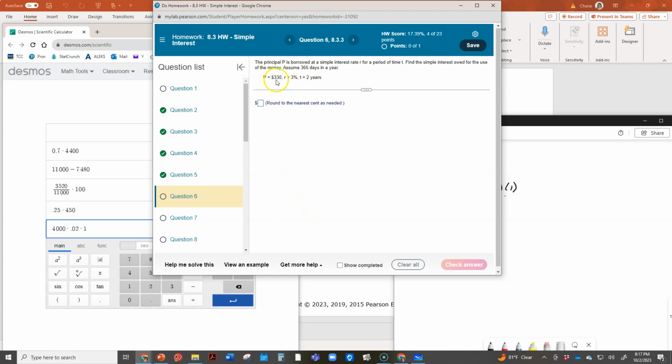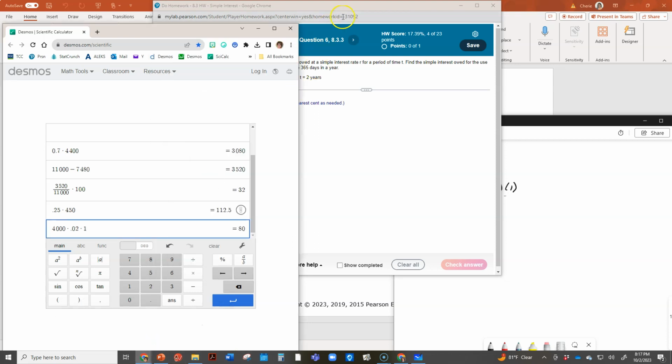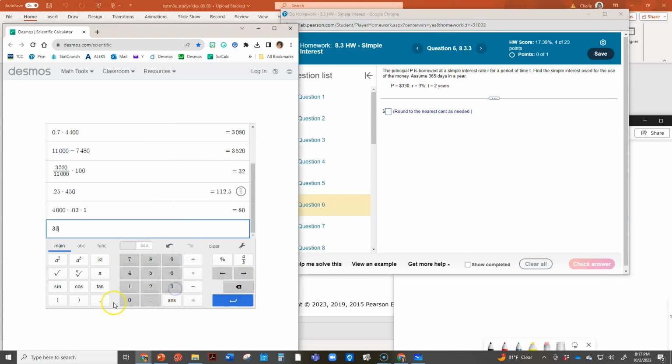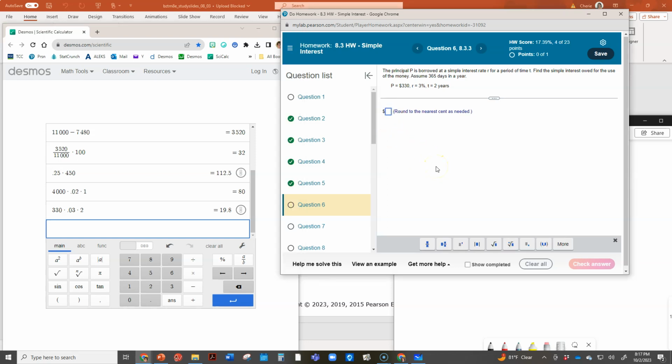So this one would be the same, principal times rate times time. So 330, I would just do 330 times, write that as a decimal, 3% is 0.03, times 2 years. So round to the nearest cent, so $19.80.